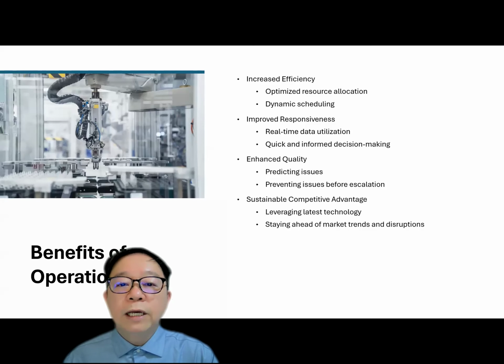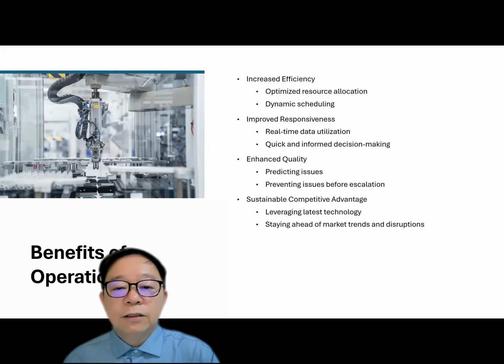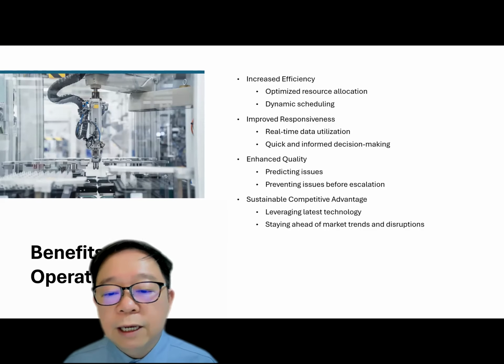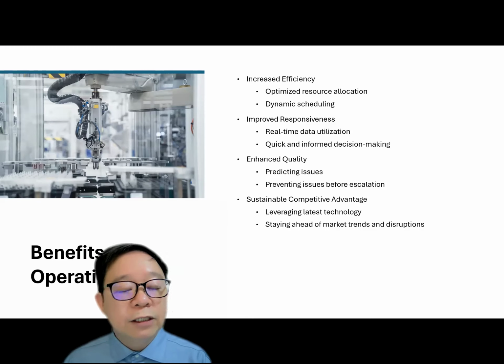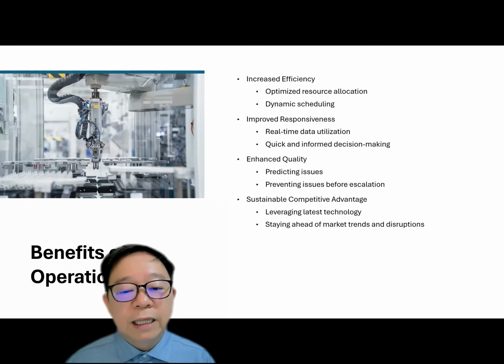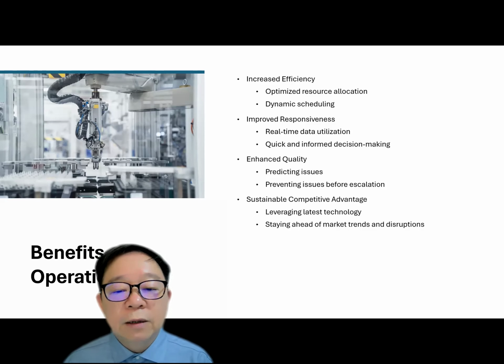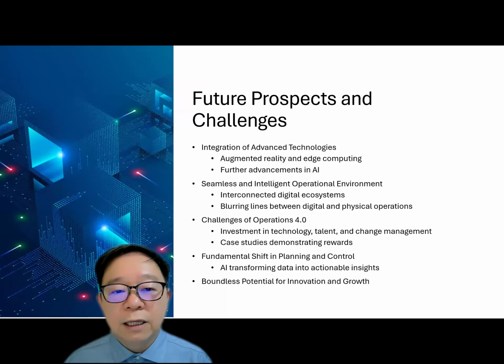The benefit of 4.0 is that it can increase our efficiency and improve responsiveness. So it means we can respond fast. And of course, we want to have high quality and a sustainable competitive advantage. It's not that we are strong only at a particular time and after that we lose our competitive advantage. No, it's ongoing. That's what we call sustainable competitive advantage.